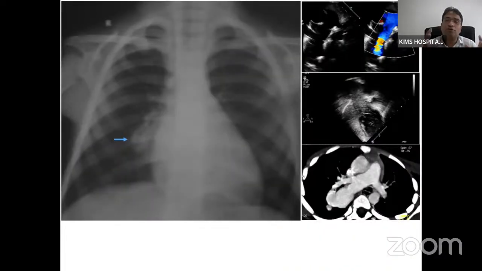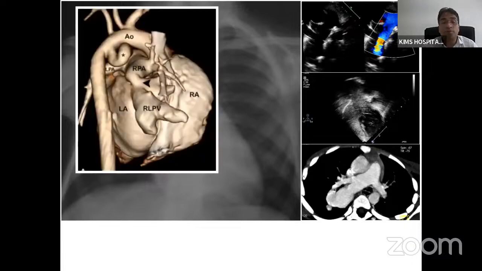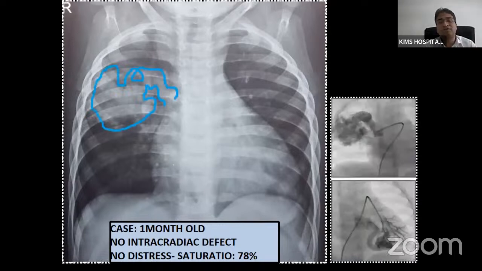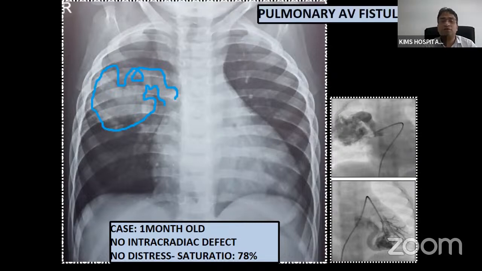You can see this 10-year-old with cyanosis not improving with oxygen, and there is a swelling. If you see the X-ray, there is a bulge on the right side. There is a very typical, one of the typical or rare causes, the RPA to LA fistula, which is one of the types of pulmonary AVM. So this is an RPA to LA fistula, and you see a 1-month-old, no cardiac defect, no distress, but severe cyanosis. There's a coin-like opacity on the right lung with vasculature seen, and when we did the angiogram, we found a pulmonary AVM, and then we closed it with a device, and after that the cyanosis improved.